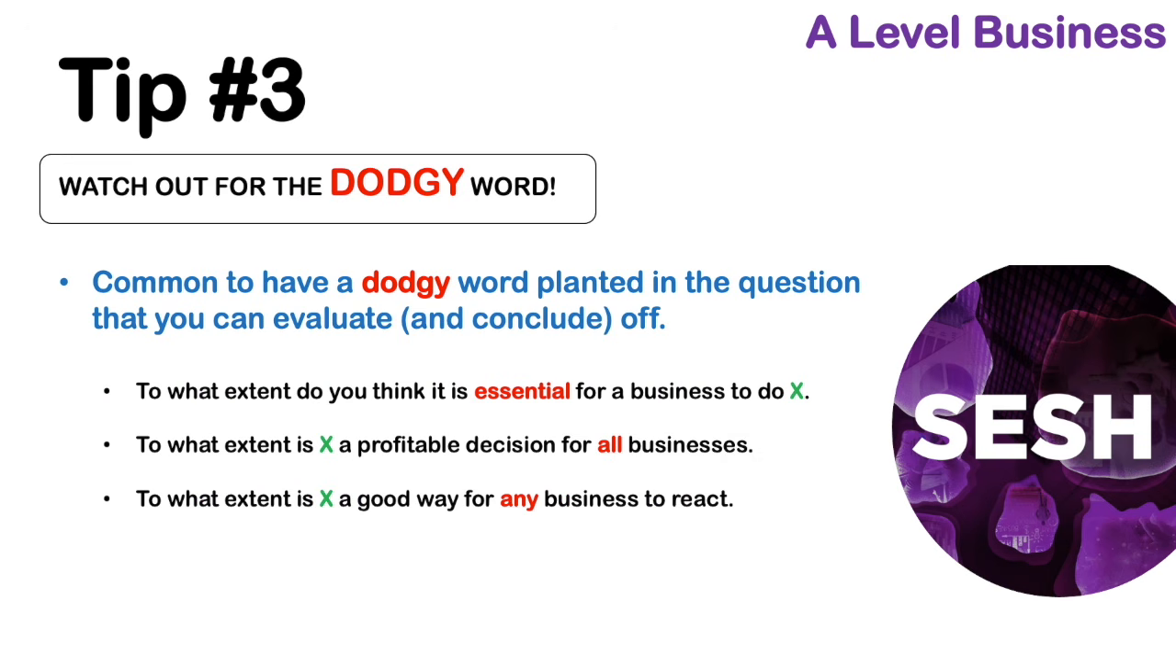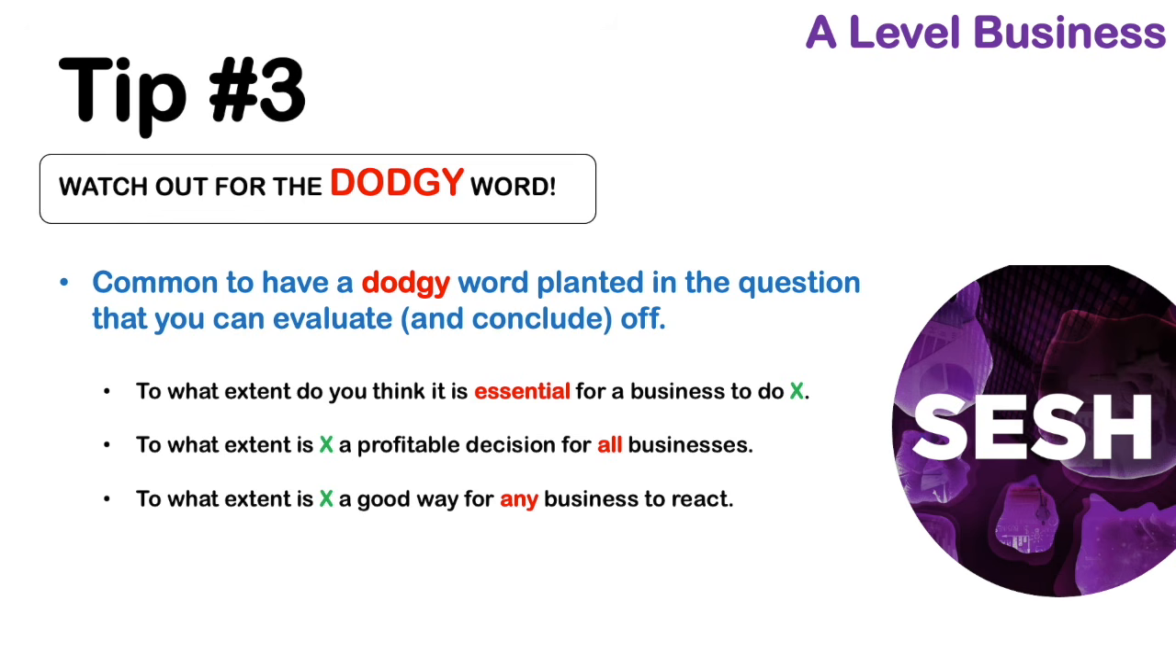Number 3, watch out for the dodgy word. It's common to have a dodgy word planted in the question that you can evaluate and conclude off of. Sometimes that dodgy word will be in bold, sometimes it won't be. The main thing is you're looking for it. Here's some examples. To what extent do you think it is essential for a business to do X? Well, essential is clearly a word that you can evaluate off of. It's a very strong word.